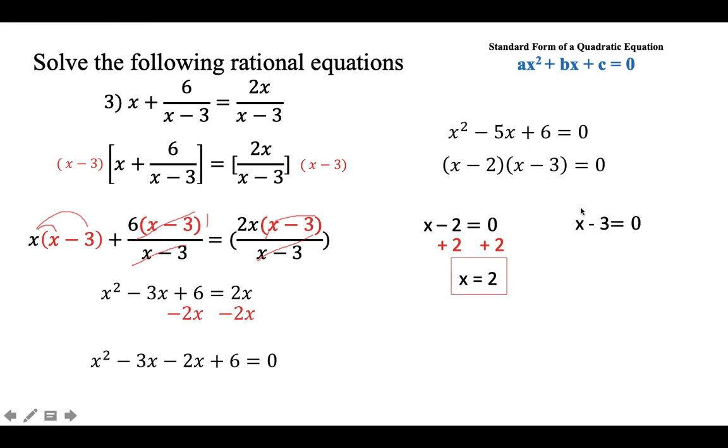On the other side, x minus 3 is equal to 0. Add 3 to both sides. So x is left. Then 0 plus 3 is 3.